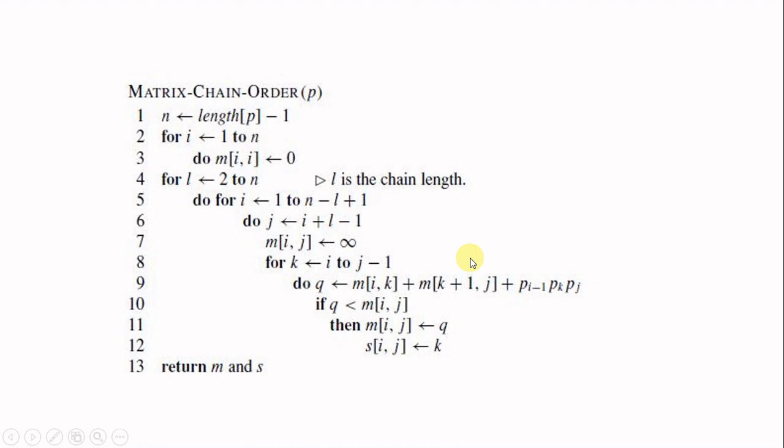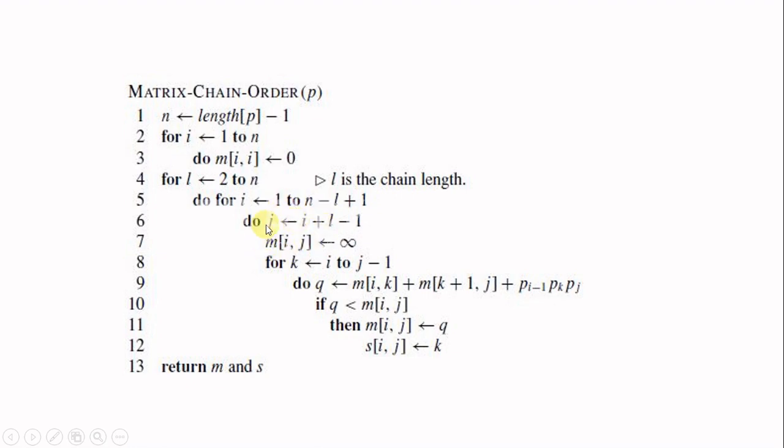The last chain will also have length L, and that is ensured by putting i as 1 to n minus L plus 1. And j is a constant here with respect to i and L. j is equal to i plus L minus 1, because j is the last index in m of i comma j. So where length L is given and its starting index is i, this j can be only i plus L minus 1. That is a fixed number for one i and one L.